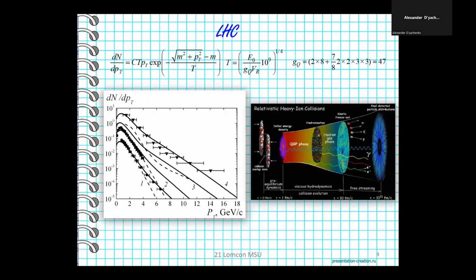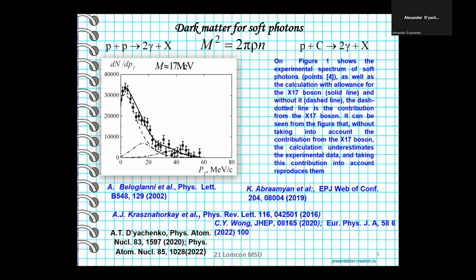These simple formulas can describe the spectra on pT for D mesons and lambda hyperons. And after that, we can describe the spectra of soft photons by the new particles X17 MeV and 38 MeV. Figure 1 shows the experimental spectrum of soft photons as well as the calculation with allowance for the X17 boson, solid line, and without it, dashed line.